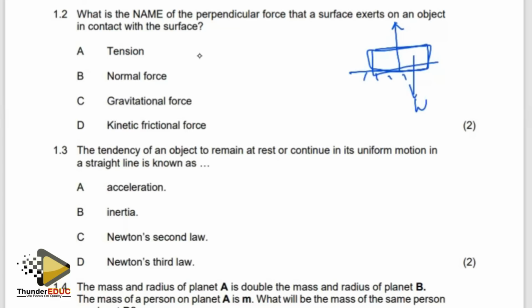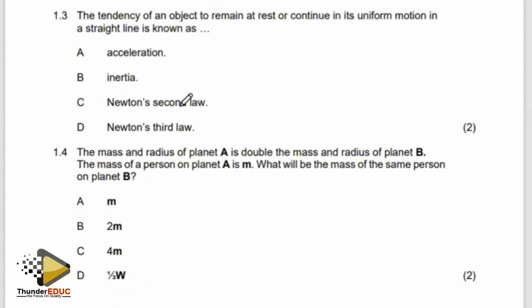Is it tension? Well, it could have been tension if we had any ropes, but in this case we're talking about a surface, so this is out. Normal force, there's some bit of truth. Gravitational force, no, this one is the weight, which must act downwards. Kinetic friction, no, this will act horizontally if it's a horizontal surface. So B will be the best option. Then 1.3. The tendency of an object to remain at rest or continue in its uniform motion in a straight line is known as, so this refers to Newton's first law.